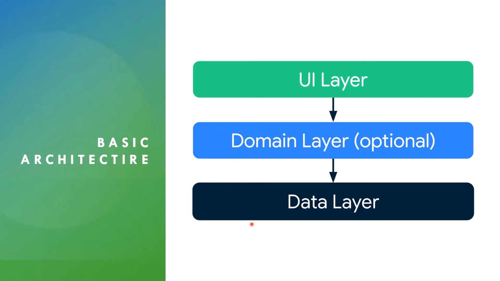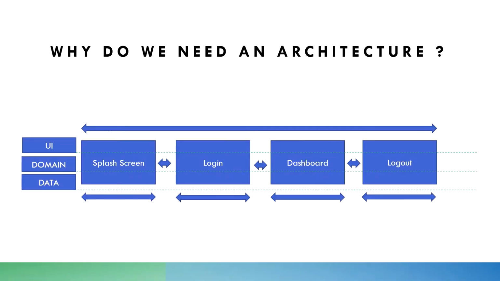Now let us take a look at architecture and why we need it. The very first thing that we need to know is why do we need an architecture? Consider this simple application where it has three layers: the UI layer, the domain layer, and the data layer, where all these three layers have been classified in all the modules that are present in an application. For example, in a splash screen you have UI and it has some business logic and it will take some data from a remote source or a local database. It's the same that applies to all modules.